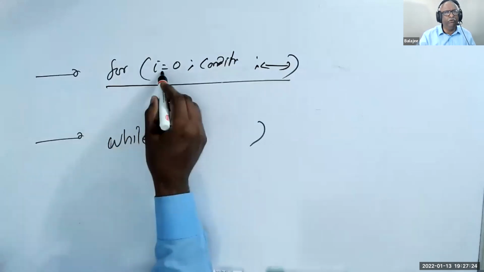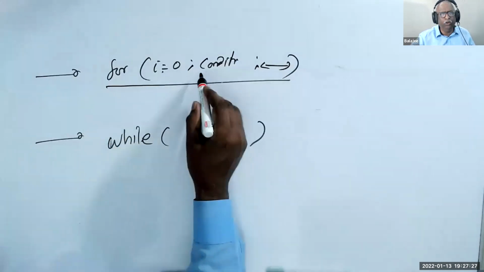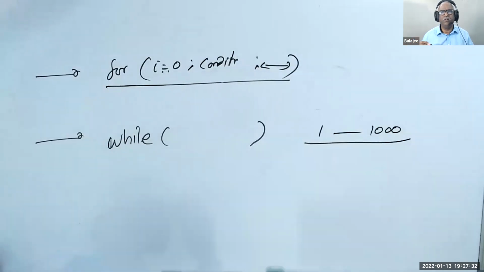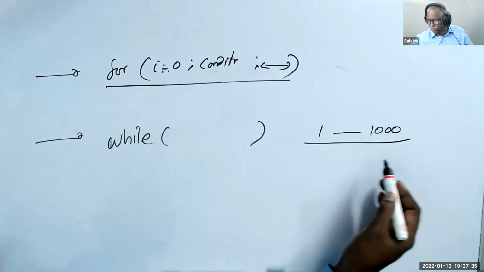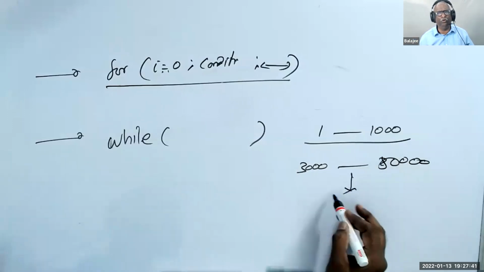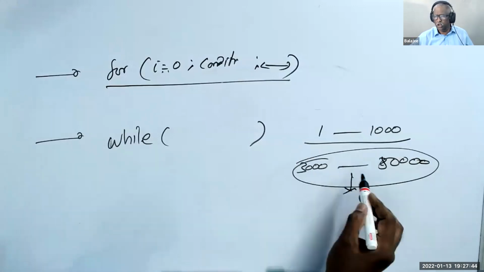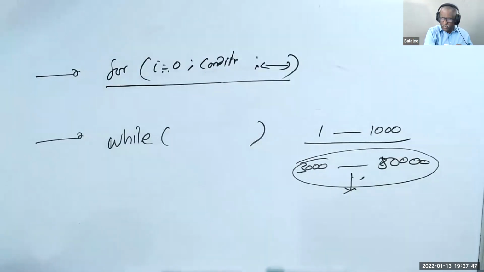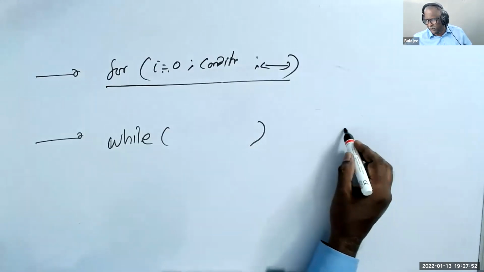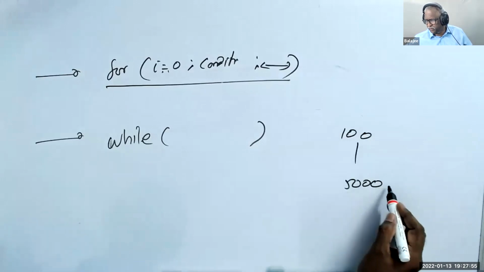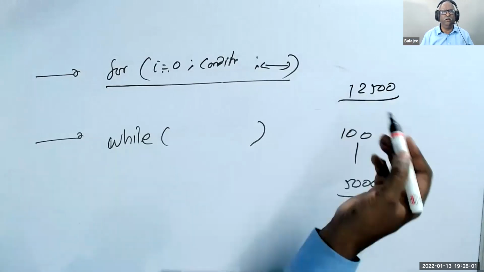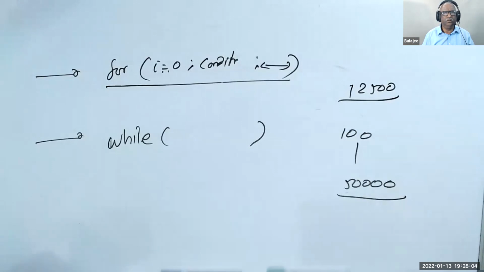When will you use for, when will you use while, that's a trick. For, we use when we know that I want to count from 1 to 1,000, or I want to count from 3,000 to 50,000, check something. When you know the count, you use for. If I ask you to add a sum from 100 to 50,000, one by one, and the moment the sum goes beyond 12,500, quit. Understand?